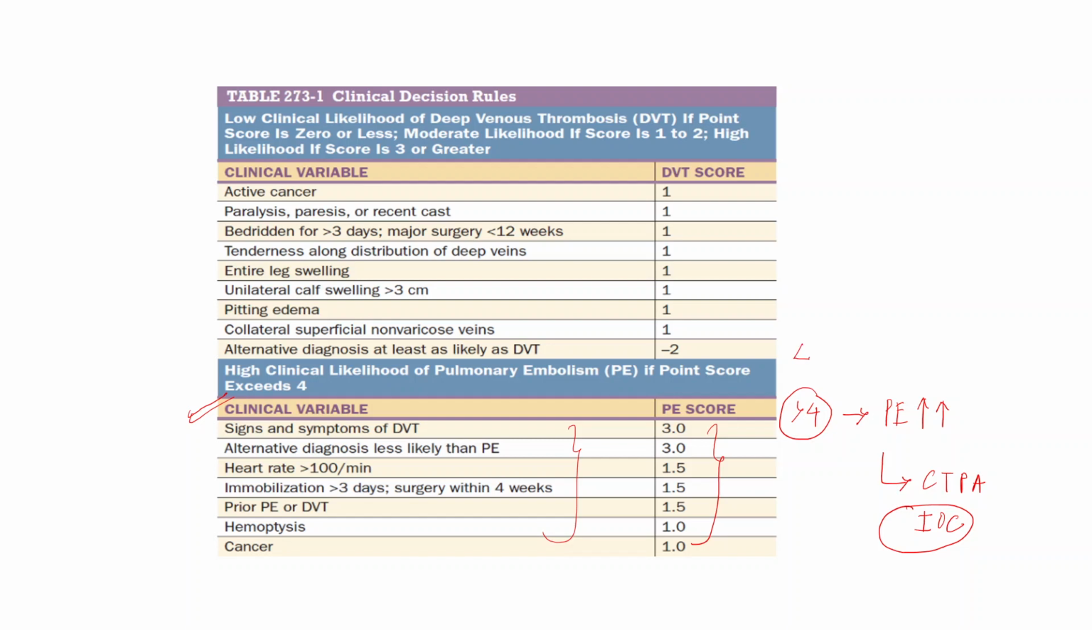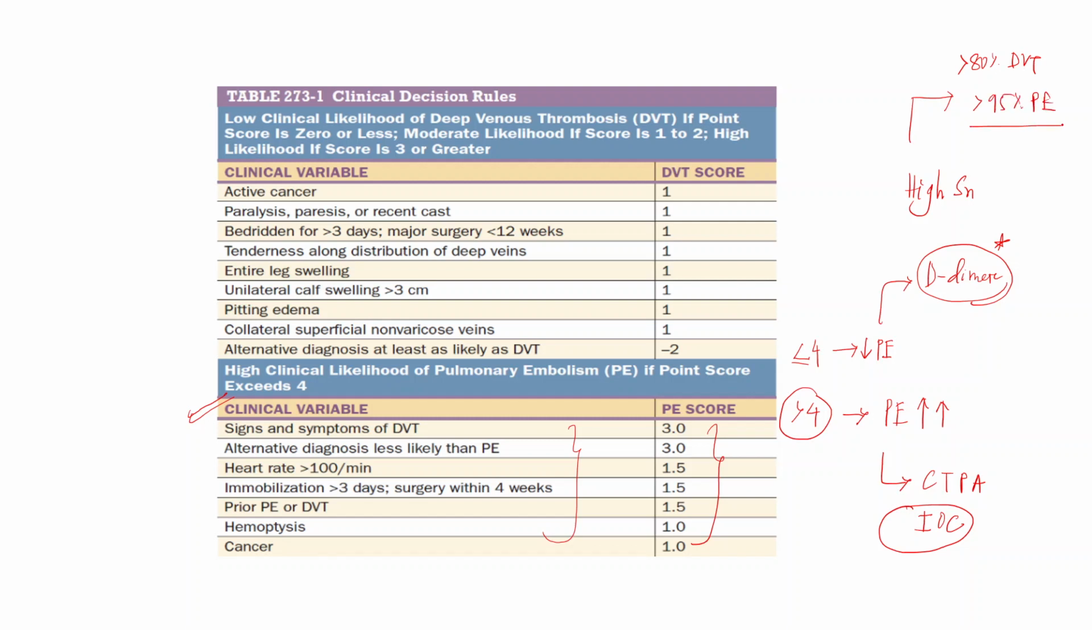But if the score is less than or equal to 4, then the suspicion is low. The likelihood is low, that is, the pre-test probability is low. In this case, we just want to rule out pulmonary embolism rather than confirming it. So instead of going for a higher order investigation like CTPA, you can just do a serum marker, that is D-dimer. Why is D-dimer used? Because it has a very high sensitivity. The sensitivity is more than 80% for DVT, and more than 95% for pulmonary embolism.